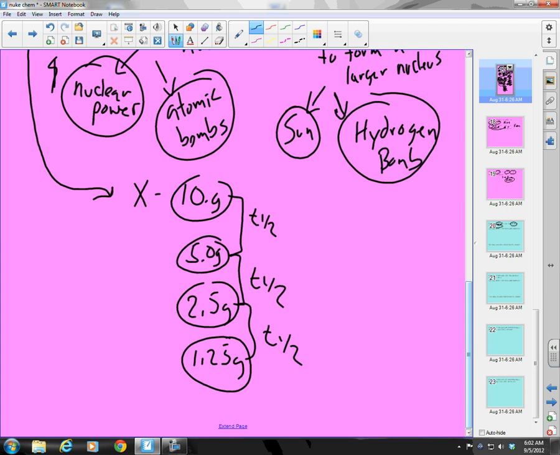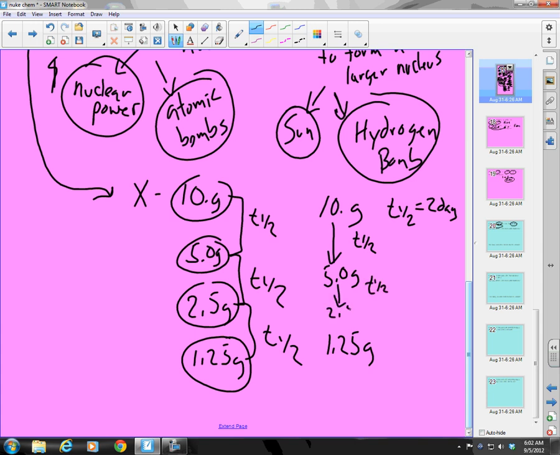So let's take a question. Let's say I have 10 grams of something, and the half-life is equal to 2 days. Got it? How long until I have 1.25 grams? Well, in 1 half-life, I have 5 grams, right? So that's 1 half-life. In my second half-life, that's divided again by 2, right? So I get 2.5 grams. In my third half-life, I get 1.25.